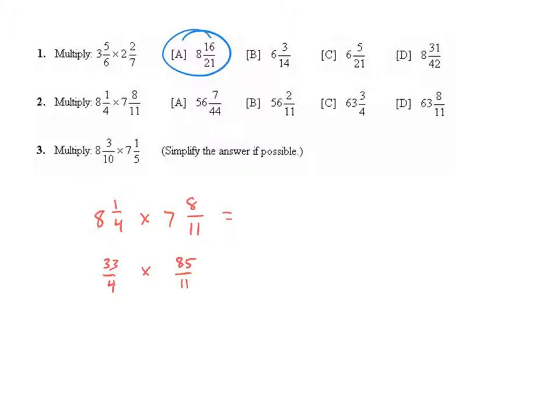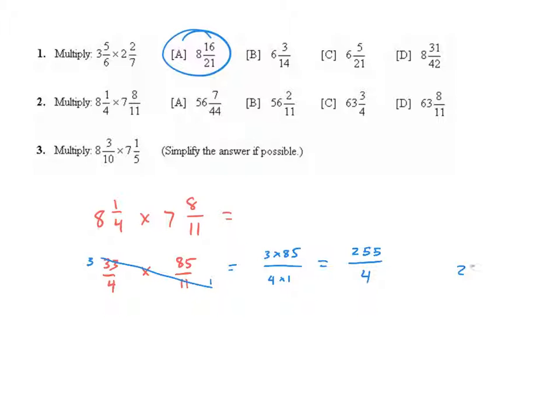Next, look for ways to cross simplify, and I do see one. 33 and 11 share a common factor of 11. So if I pull 11 out, I get 3 and a 1. Now I can do 3 times 85 and 4 times 1. 3 times 80 is 240, and 3 times 5 is 15. 240 plus 15 is 255 over 4.